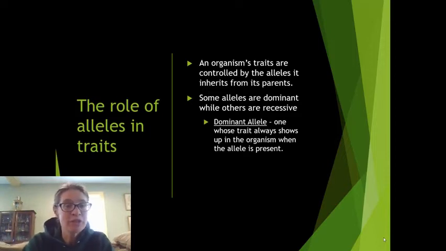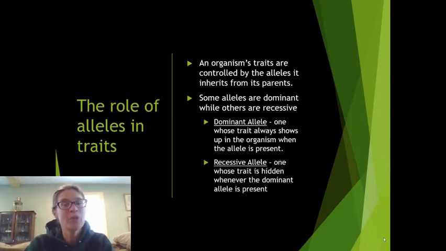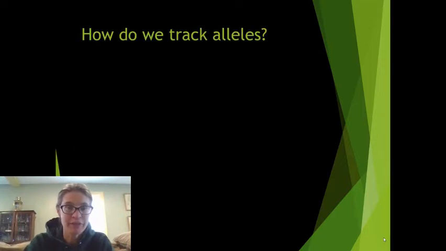And the dominant trait is the one that always shows up in the organism when the allele is present, whereas the recessive allele remains hidden whenever the dominant allele is present. So in order to see the recessive trait, you need to have two of the recessive alleles.